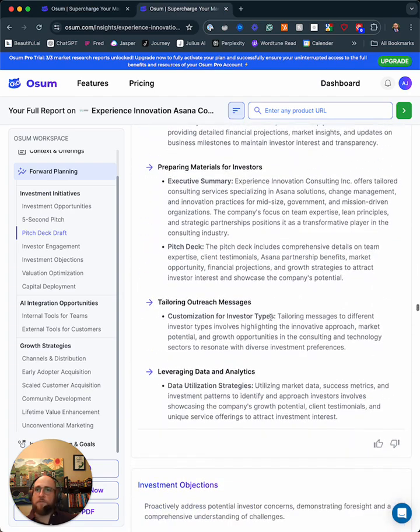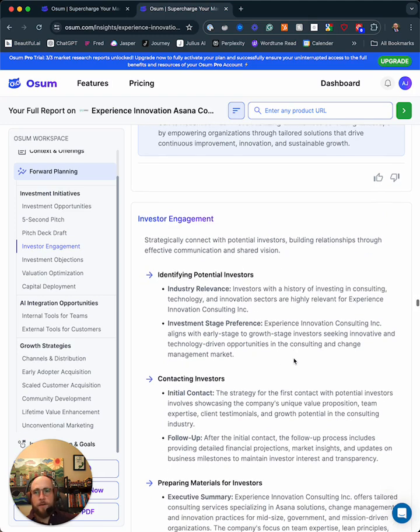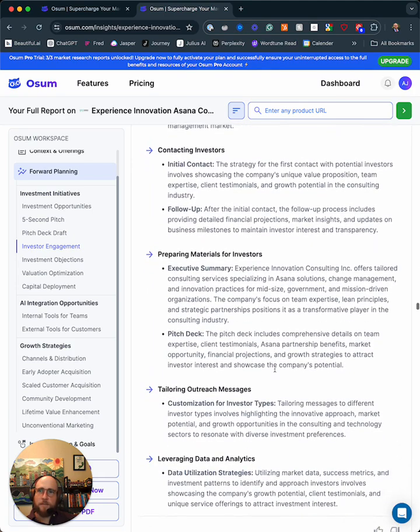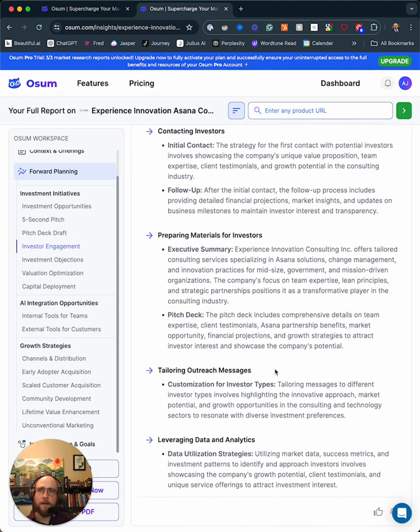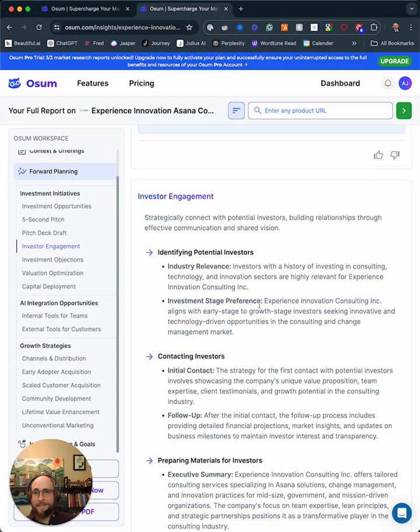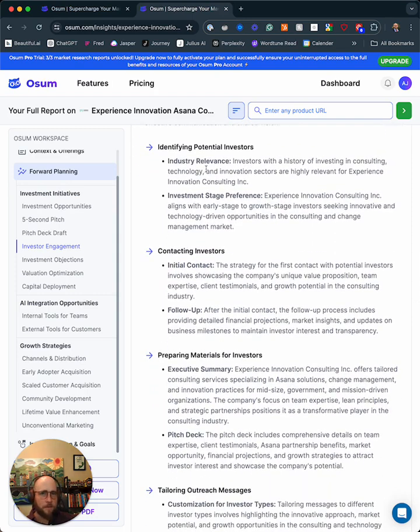In terms of just continuing to move through this, the investor engagement aspect, good, though interesting, right? We're starting to get into a very specific set of processes around investor outreach, and it's like, okay, this is good. Just make sure that you're using this as a starting point, and then you're building off of that.